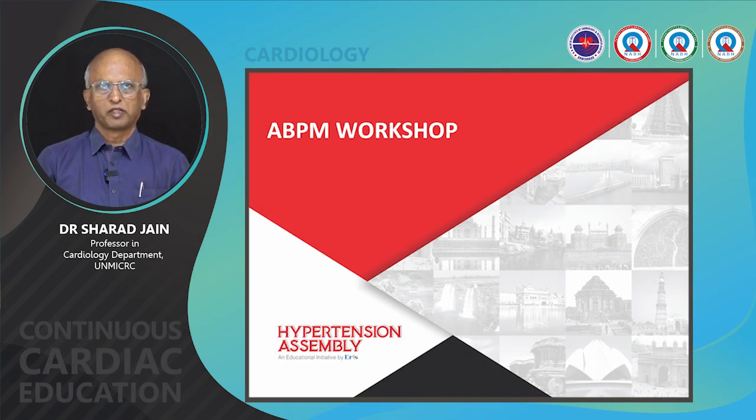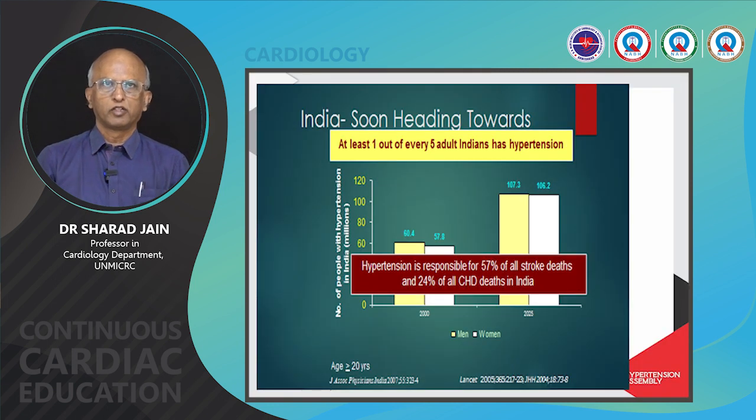Today I am going to speak regarding ambulatory blood pressure monitoring, which is a very important parameter for the diagnosis of hypertension in today's clinical practice. India is soon heading towards an epidemic of hypertension; at least 1 out of every 5 adult Indians has hypertension. Hypertension is responsible for around 55% of stroke deaths and around 25% of CHD deaths in India. So, it is very important.